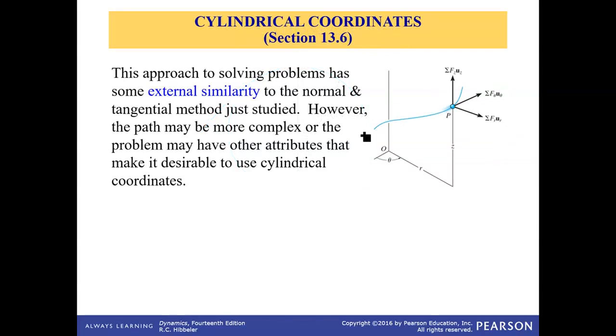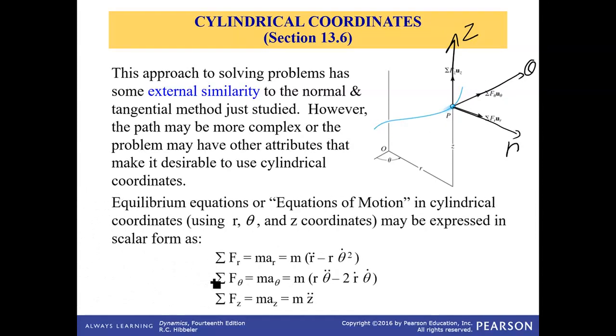In the cylindrical coordinate system we define three axes: radial axis, transverse axis theta, and z, for a particle having three-dimension circular motion or three-dimension curvilinear motion. For each one of these axes, we can write the corresponding equation of motion. Sum of forces in radial direction is equal to mass times radial acceleration, and in chapter 12 we studied that radial acceleration can be calculated using this equation. Sum of forces along transverse direction is mass times transverse acceleration, which is calculated using this formula.